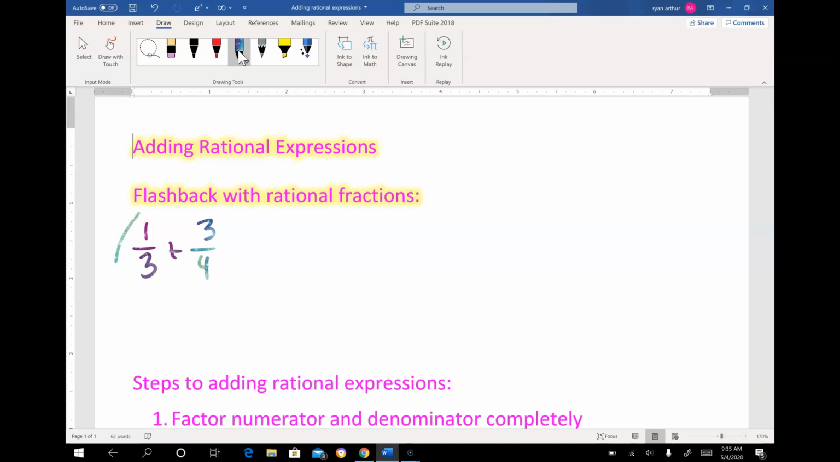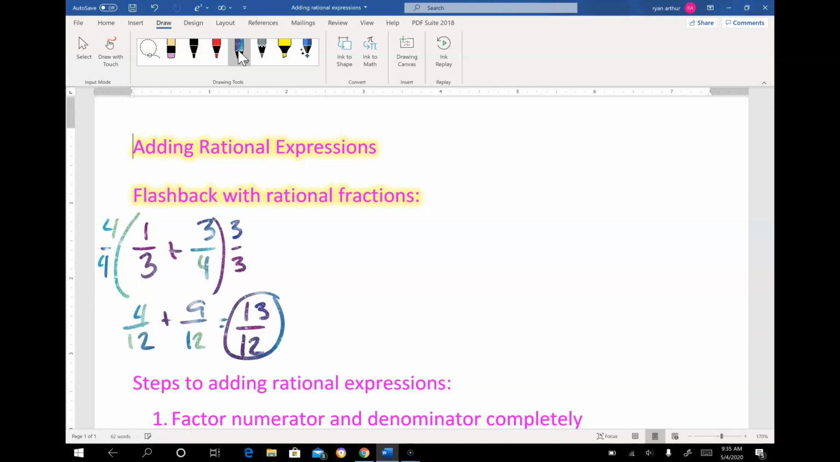So you have to multiply this. 3 times what gives you 12? Well, 4. So we're going to multiply this by 4 over 4. And that gives me 4 over 12. Then 4 times what gives you 12? Well, 3. So we have to multiply this side by 3 over 3, which is going to be 9 over 12. And then once they have that common denominator, we can add them together, right? So 4 plus 9 is going to be 13 over 12, which would be your answer.